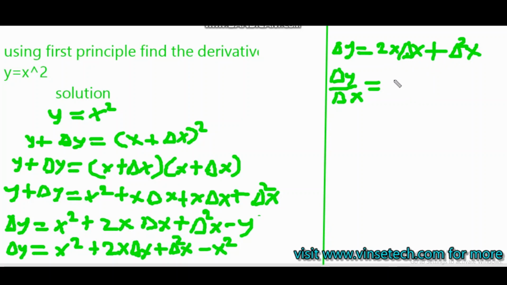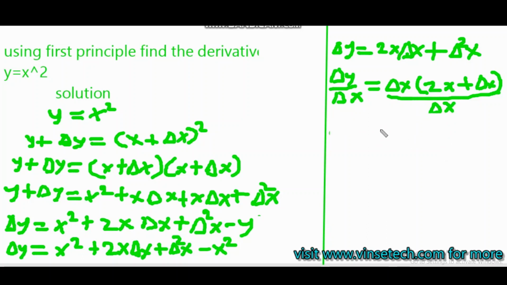So we factor out delta x and we now have delta x, we open brackets, then we put in our 2x plus delta x. Recall we are dividing by delta x, so we also divide the right hand side by delta x. So having done this, you see that delta x can actually cancel delta x on the right hand side.